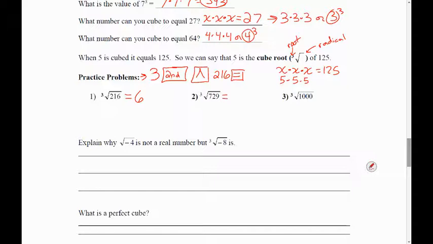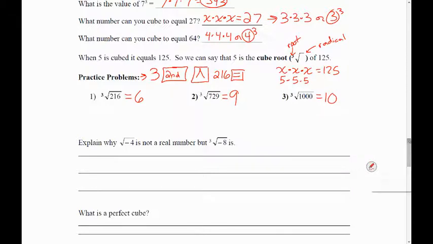In number 2, what number times itself and then times itself again gives us 729? That would be 9. And what number times itself and then times itself again would give us 1,000? That would be 10.